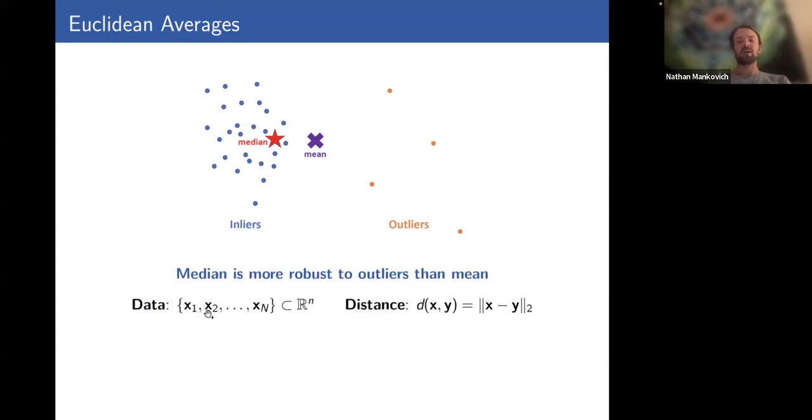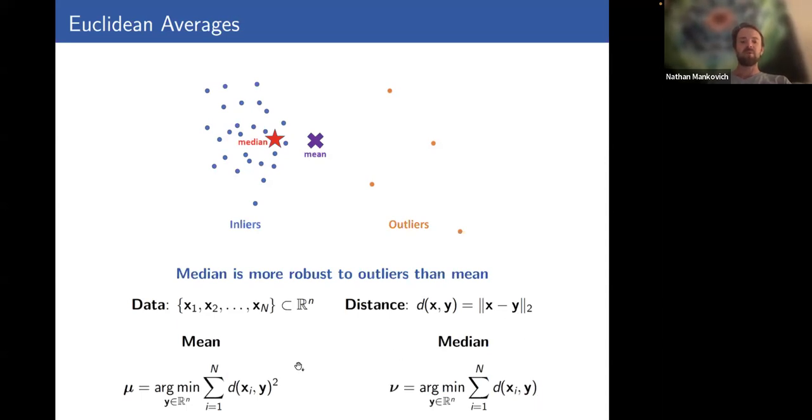If we have a data set in Rn and a distance, here we just take the 2 norm between the vectors, we can compute the mean and the median as solutions to optimization problems. The mean is the point y which is closest to all other points in the data set with respect to Euclidean distance. You take this mean and measure the distance to each one of the points, and take the square of those distances. If you take the minimizer of that, that gives you the mean. And we know the solution to this problem is just adding up all these points and dividing by how many there are.